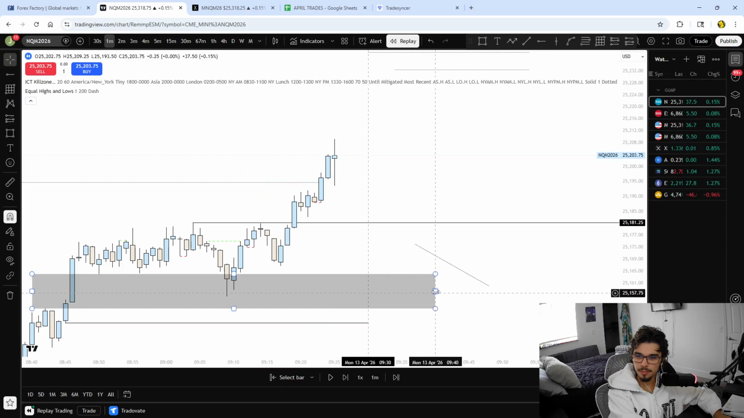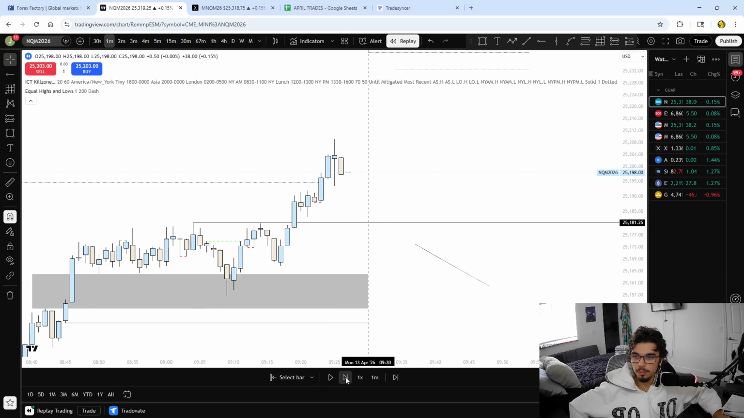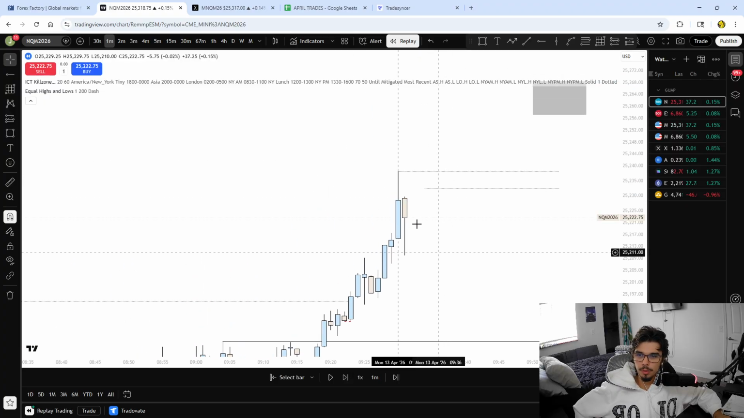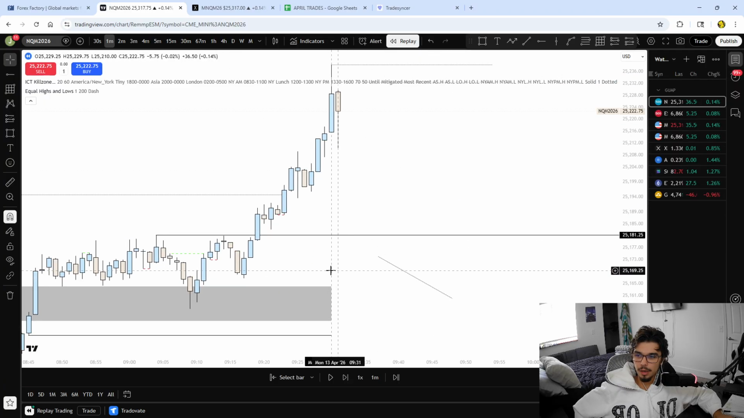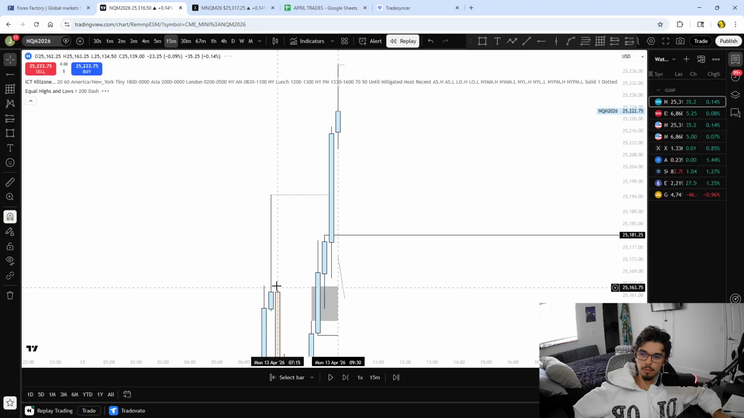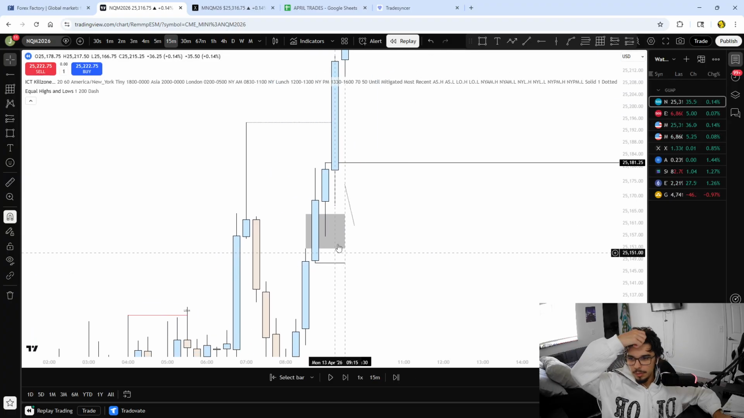Going into today's price action, what ends up happening? Right out of market open, we got manipulation higher, and then what did we end up leaving down here? Well, we left this 15-minute fair value gap.